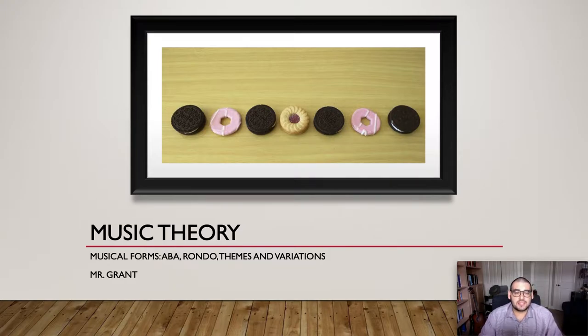Now, this lesson is all about musical forms: the ABA ternary form, the AB binary form, the Rondo form, and the themes and variation form.